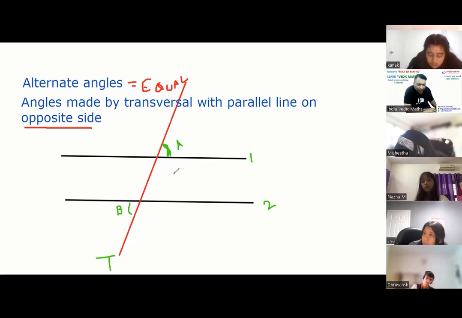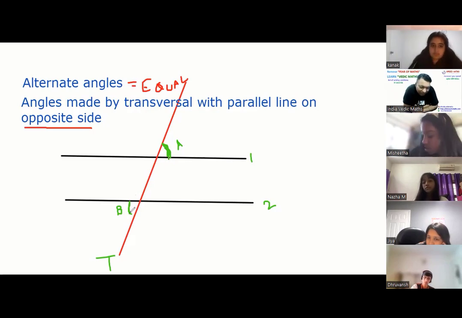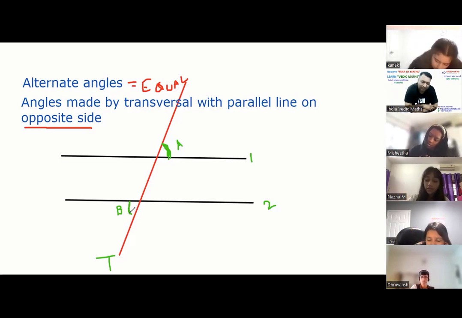Sir, explain this once more. I am explaining, Mayank. Angle A is on the right side of the red line or not, guys? Yes, sir. So angle B is on the left side, opposite, right? Similarly, angle A is above the line, right? Yes, sir. So angle B is below the line. Everything is opposite here, so angle A and B are alternate angles. Got it, Najha, Mayank, Mishita? They have to be opposite both ways. You will say A equal to B.